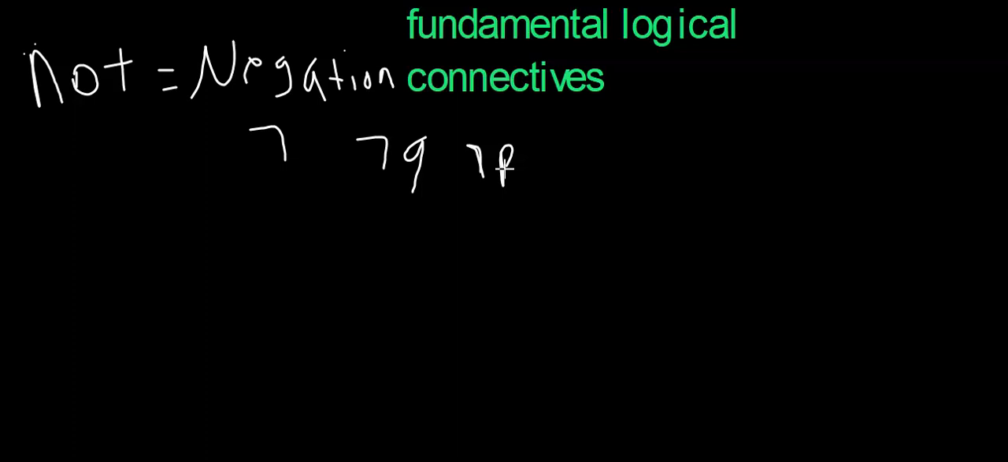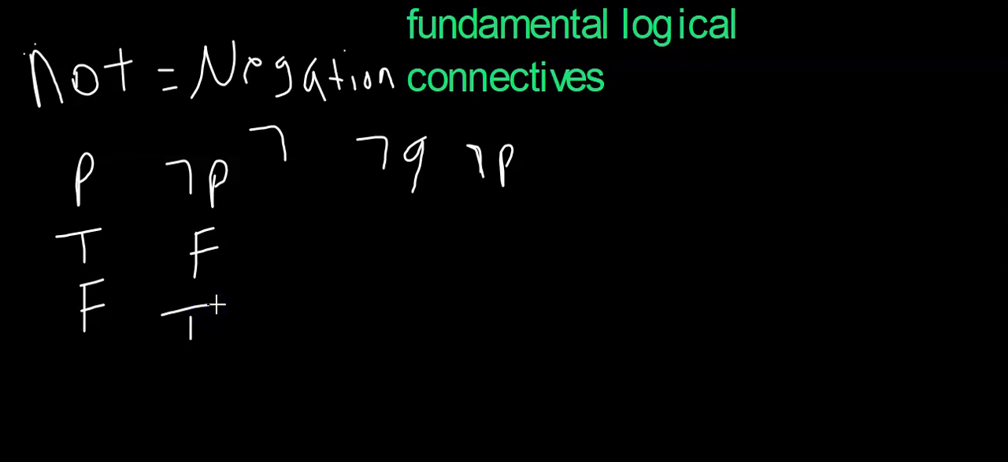So now let me show you this. Okay, if p is true, and if it's false, the negation of p will be what? The negation is always the opposite. If it is true, it will be false, and if it is false, it will be true. So this is so easy, and this is so simple.